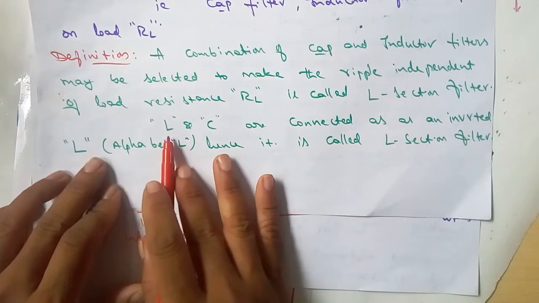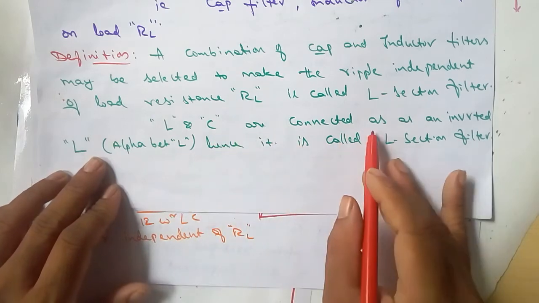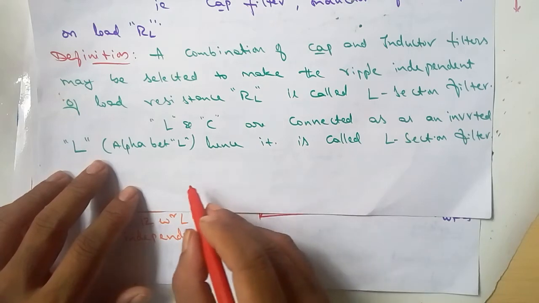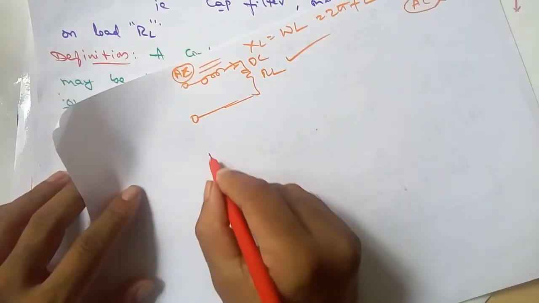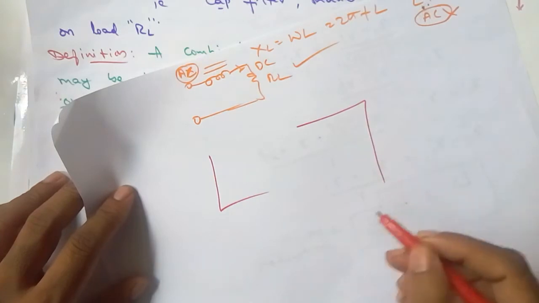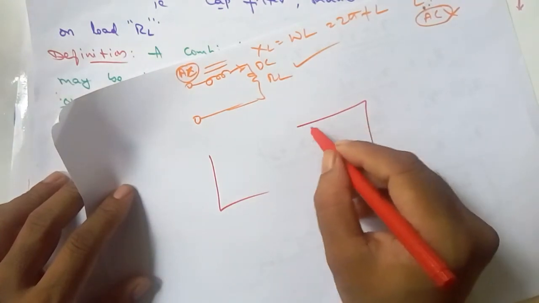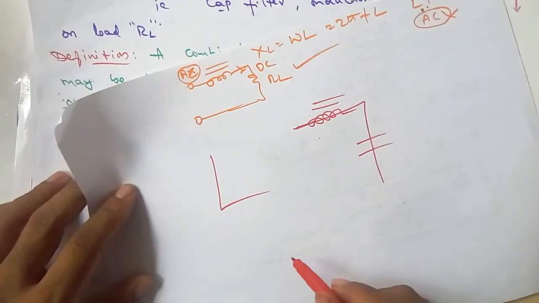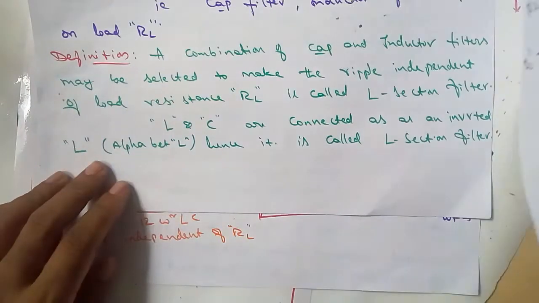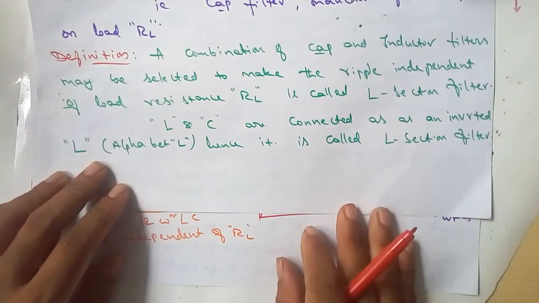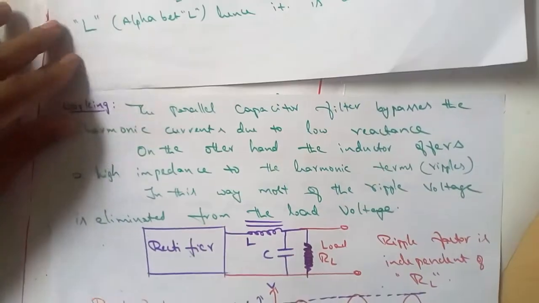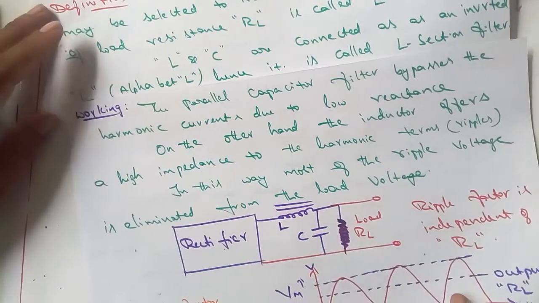Next, here L and C are connected as an inverted L. So inverted L, let us suppose this one is the L, this one is inverted L, right? So in the inverted L we are connecting this inductor and this capacitor, hence it is called the inverted L section filter, right? So this is about the definition. Next coming to the working.